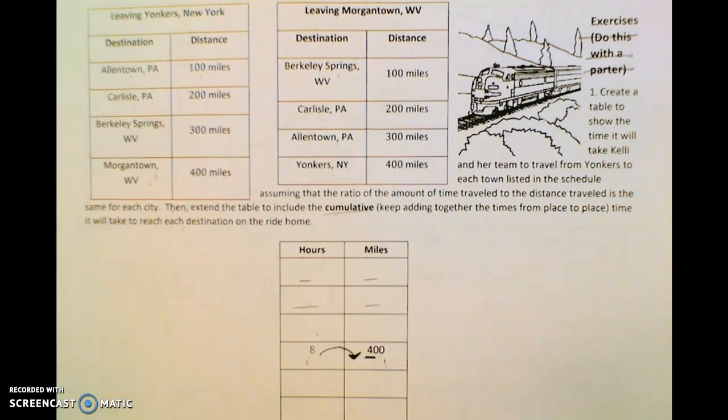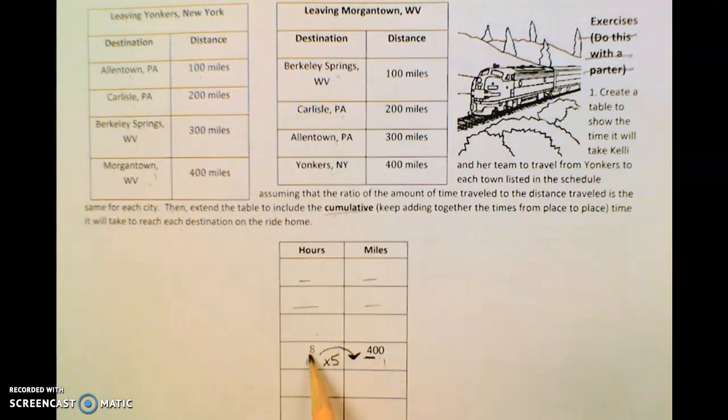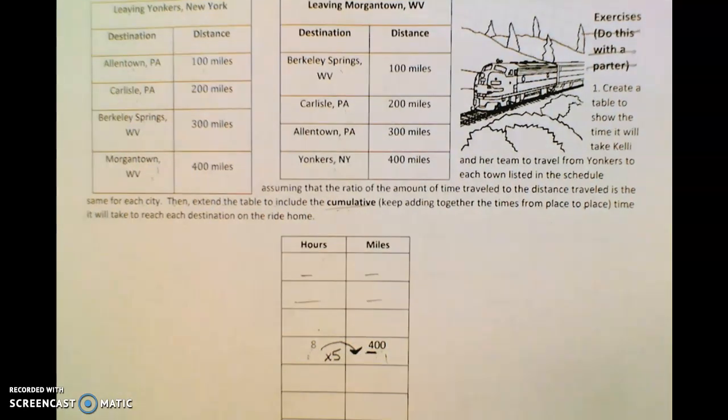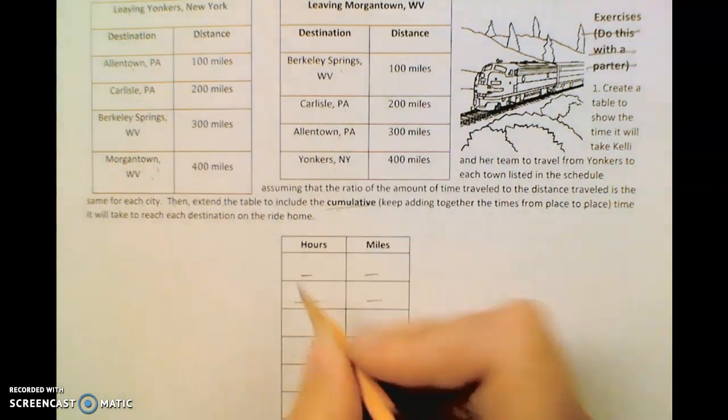So if you are back with me, it means that you figured out your table. You figured out that this was a relationship of times 5. So 8 hours times 5 is 400 miles. So then, if I simplify that, I know that that's 50 miles an hour.